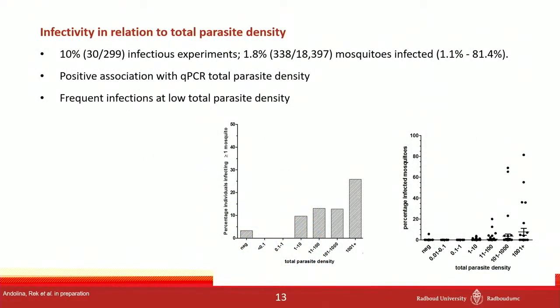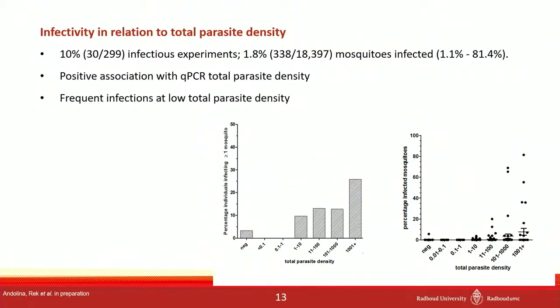And the likelihood that you infect mosquitoes in the bars increases with parasite density. That's no surprise. What's interesting is that some of the individuals with up to 10 parasites in total per microliter still infect mosquitoes. And you see on the right graph the proportion of infected mosquitoes. So it goes up to 80%, but for many it's very low.